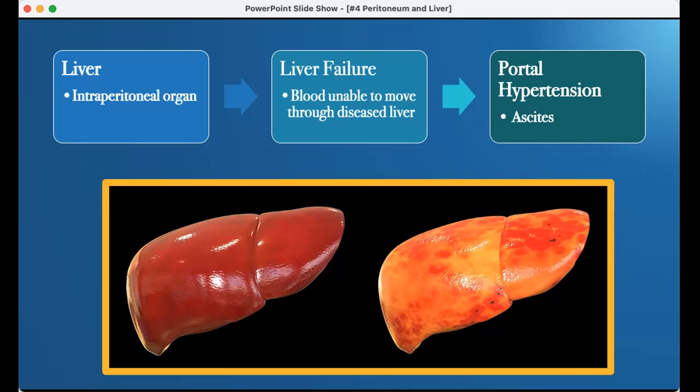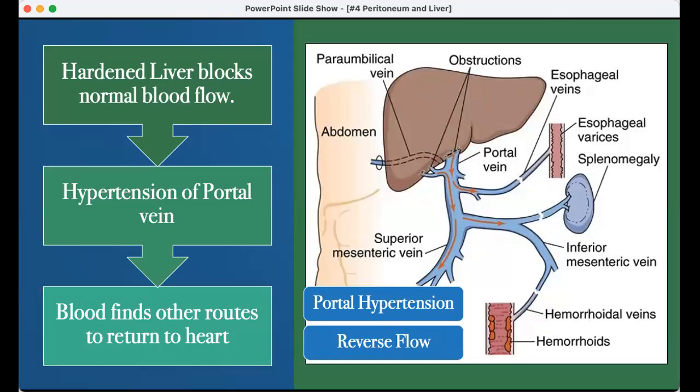The portal vein is the vessel, which is a vein that carries blood to the liver. Here's another picture. So a hardened liver blocks this blood flow. And this structure here, this blue structure, is the portal vein. And normally blood flows through the portal vein, goes through the liver, and then goes on to the heart by way of the hepatic vein.